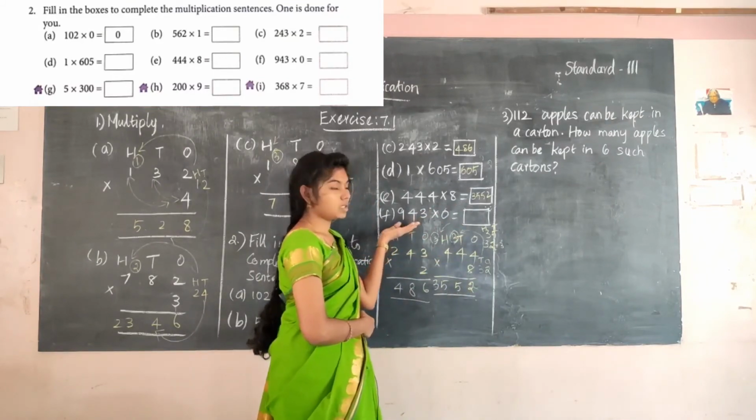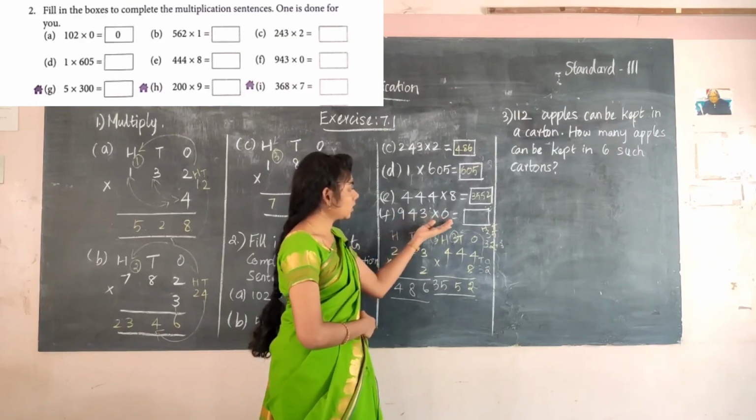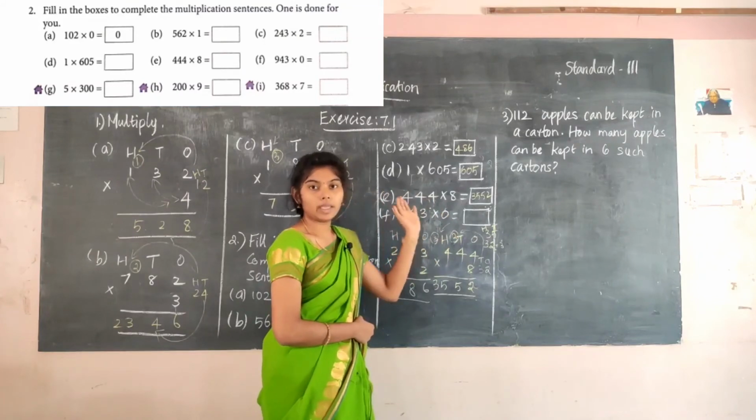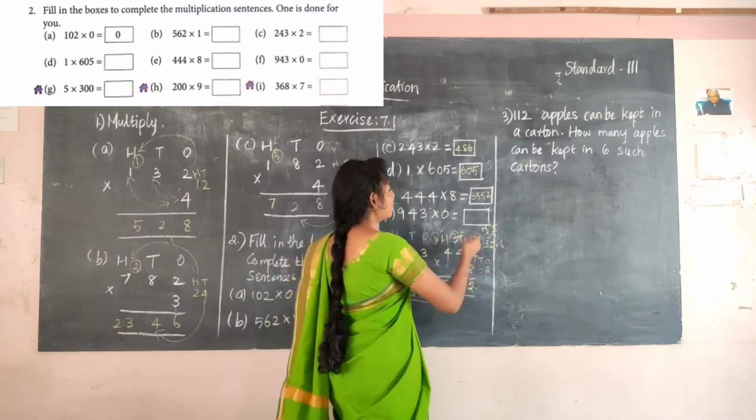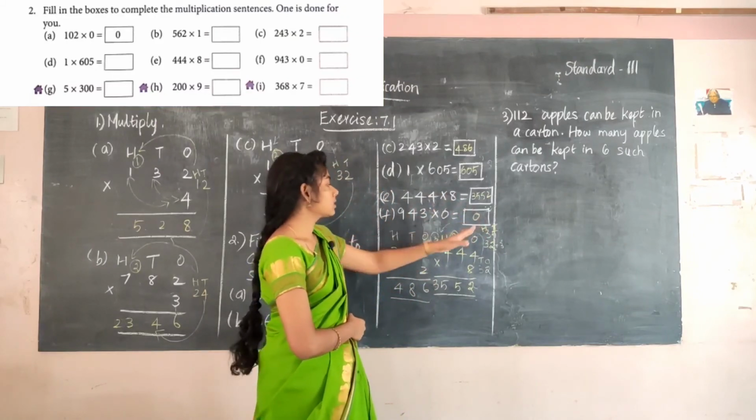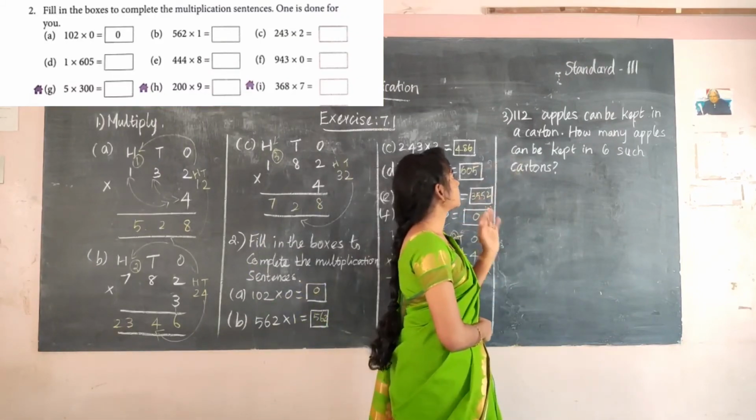So the next question is 943 into 0. Multiplying 0 by any number, you will get 0 only. So 0 is the answer. Multiplying 0 by any number, you will get the answer as 0. And see the next question.